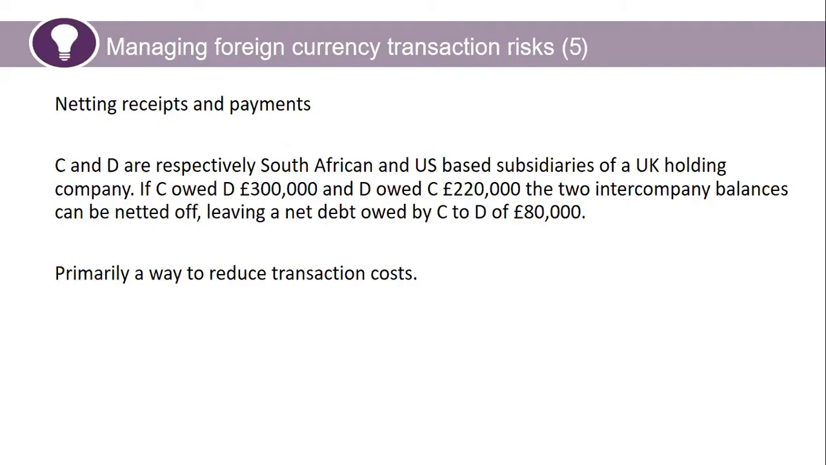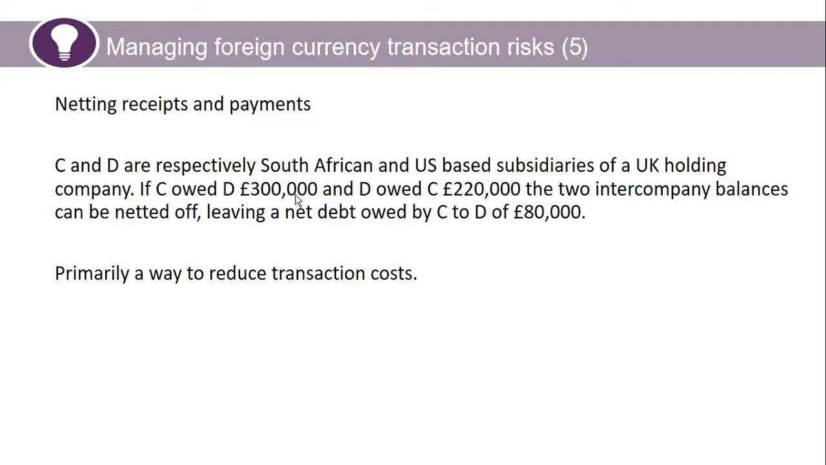C and D are respectively South African and US based subsidiaries of a UK holding. So 2 subsidiaries. If C owed 300,000 sterling and D owed 220,000 sterling, the 2 intercompany balances can be netted off, leaving a net debt owed by C to D of 80,000 pounds. So you can net off your intergroup transactions because C owes D and D owes C. So you are now only paying 80,000 sterling. There is no need for one to make a payment of 220, and then the other sends back 300.